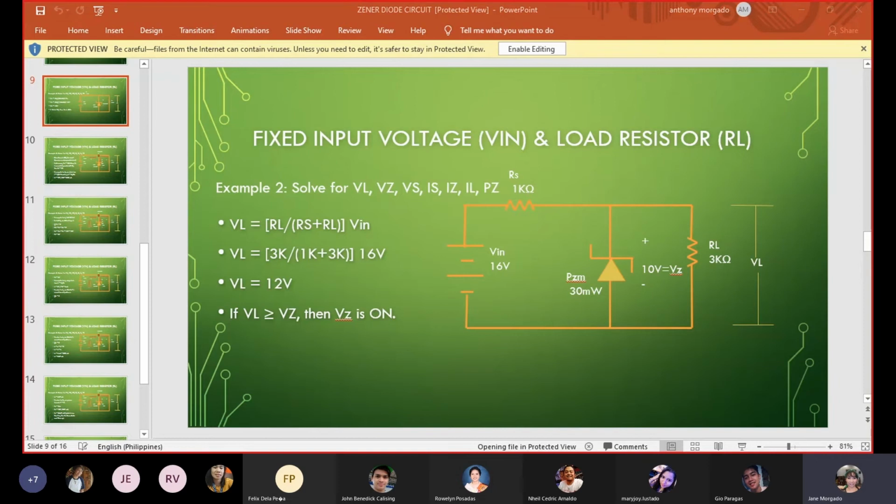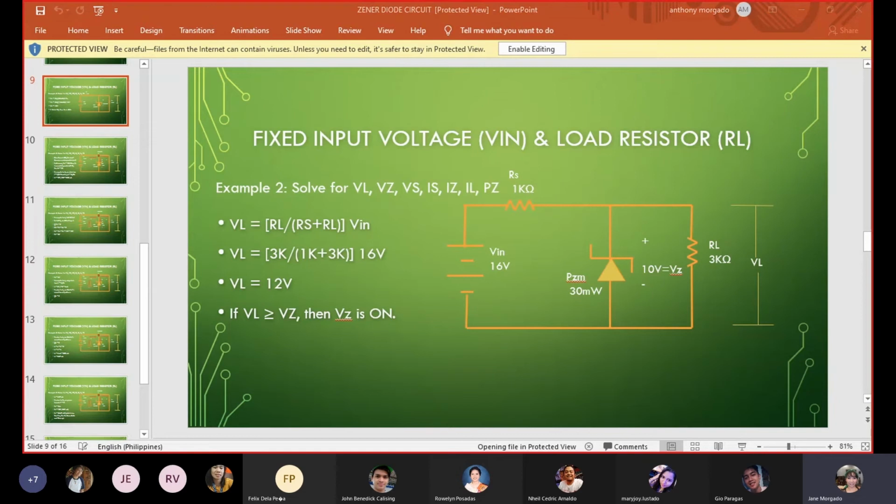Kasi ang papel ni Zener diode is that pang-cap siya. The voltage across Zener diode can never be more than or equal to the Zener voltage. So take note that kahit 12 volts, based on your computation, ang voltage across RL, since the Zener diode says that it is only up until 10 volts, hanggang 10 volts lang siya.